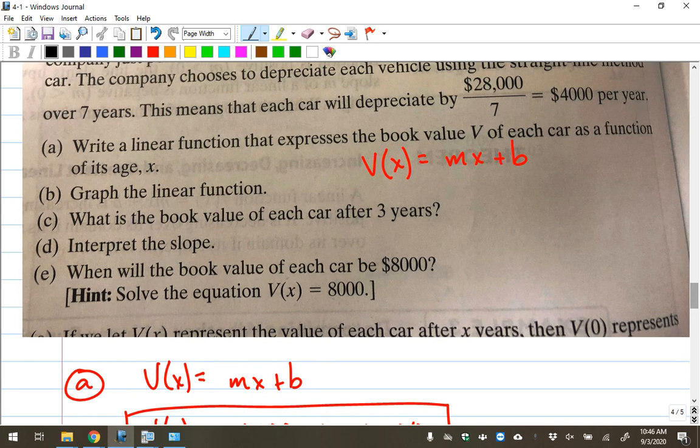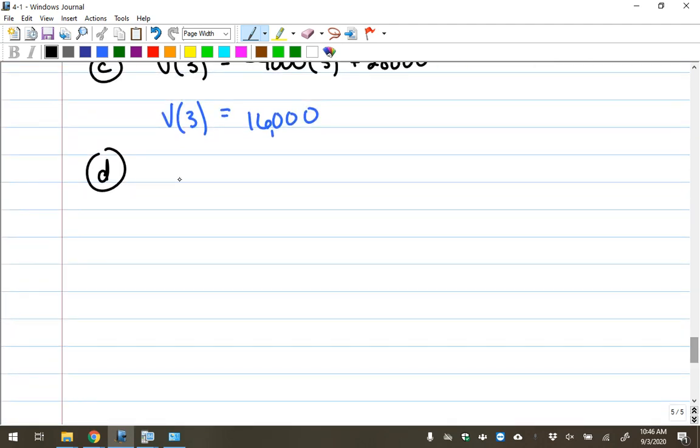Part D says interpret the slope. What does that mean? To interpret the slope. I don't think it'd be a guesstimate what it is, because we know what it is. We know the number that it is. Interpret means, what does it mean? What does negative 4,000 as the slope mean? Yeah, that's what that means, is that the value of the car decreases by $4,000 each year.